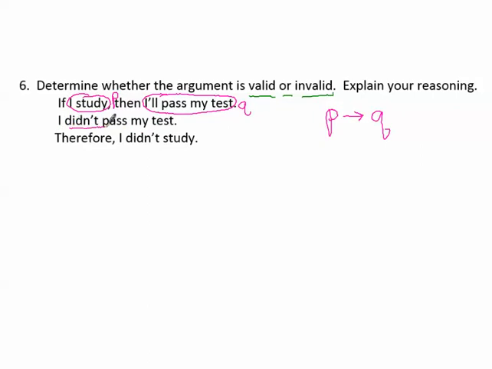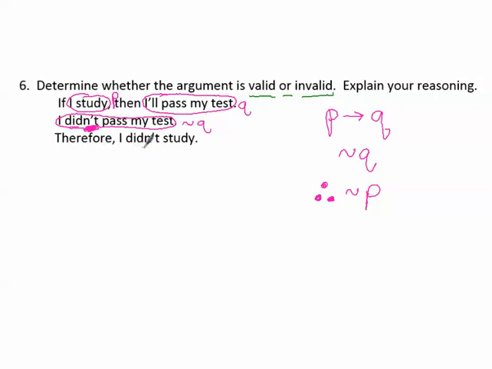I didn't pass my test. So that takes I pass my test and negates it. That is not Q. So our next line is not Q. So we're starting with the conclusion, but we're negating it. Where do we correctly go after that? We negate the hypothesis. So it should say, therefore, not P. Does it say that? Let's see.